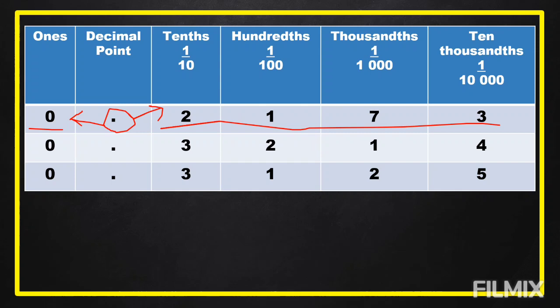The place value of decimal numbers starts with tenths, next is hundredths, then thousandths, and we also have ten thousandths. In Grade 5 mathematics curriculum, we're going to study up to ten thousandths. The value of tenths place is 1/10 of the value in the ones place. The value in hundredths place is 1/100. The value of thousandths place is 1/1,000. The value of ten thousandths place is 1/10,000.